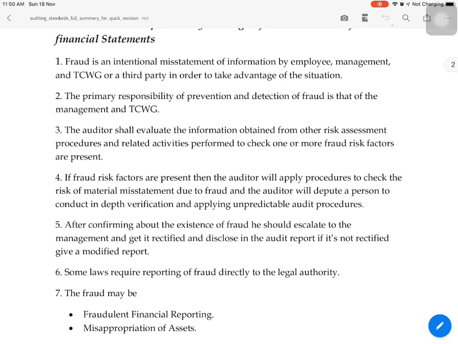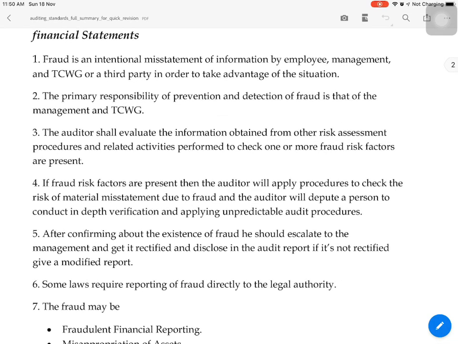Third, the objective is to respond appropriately to the assessed and identified risks of material misstatements involved in the financial statements. Right? So the primary responsibility relating to prevention, detection, and correction of misstatements arising due to fraud and error is that of management. However, it is also the auditor's responsibility to obtain reasonable assurance that the financial statements are free from any material misstatements. Right?